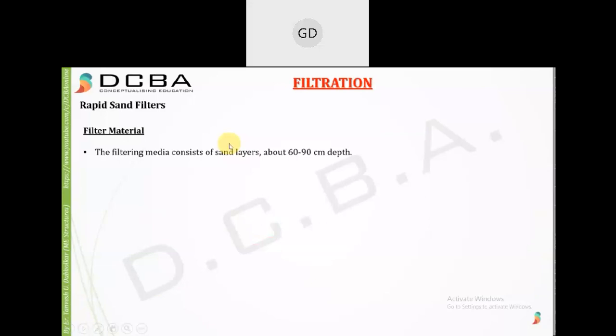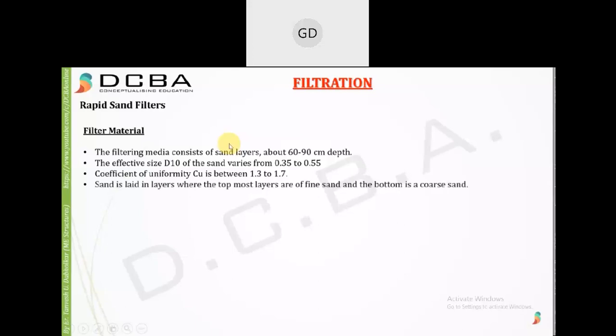The filtering media consists of sand layers about 60 to 90 centimeters in depth. The effective size D10 of the sand varies from 0.35 to 0.55. Again, here the D10 material has to be used, that is the diameter for which 10% is finer in the percentage finer cumulative graph. Coefficient of uniformity Cu is between 1.3 to 1.7, and sand is laid in layers where the topmost layer is of fine sand and the bottom is of coarse sand. Again, this is similar to slow sand filtration.